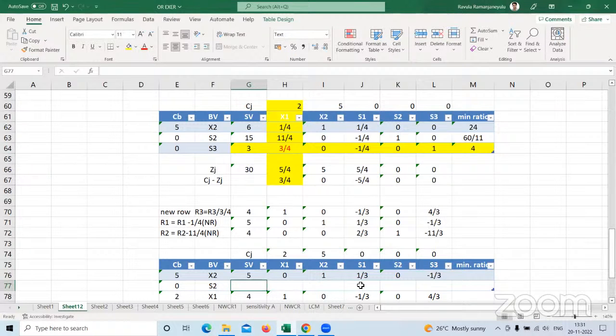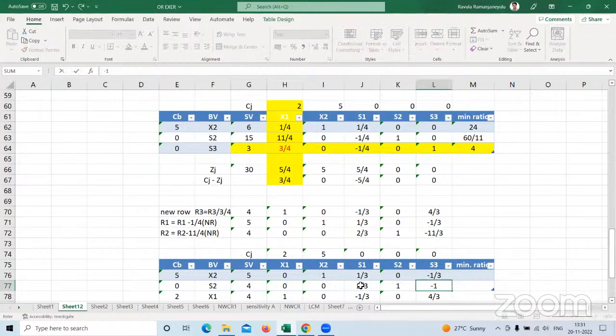Then the second row is 4, 0, 1, 1 by 3, 0. Sorry. 0 we got, 0, 0, 0, 0, 2 by 3. 2 by 3, 1, so minus 11 by 3. Is that the correct one, right?